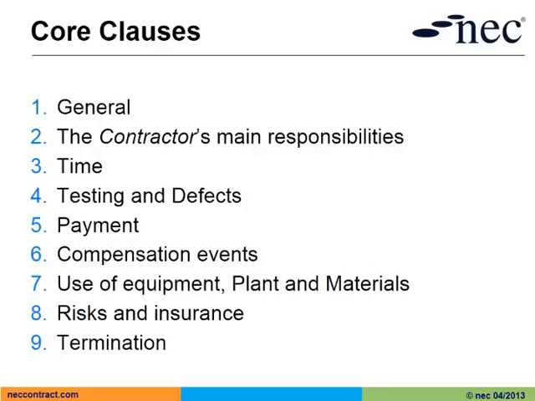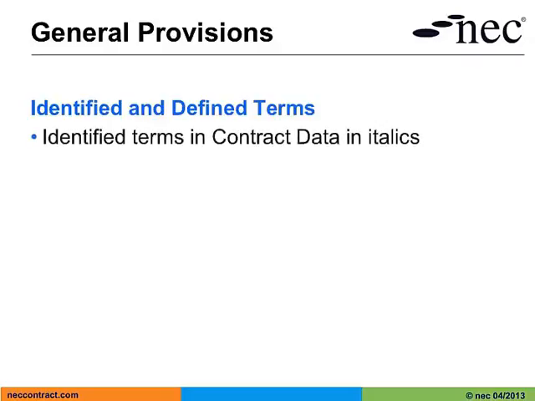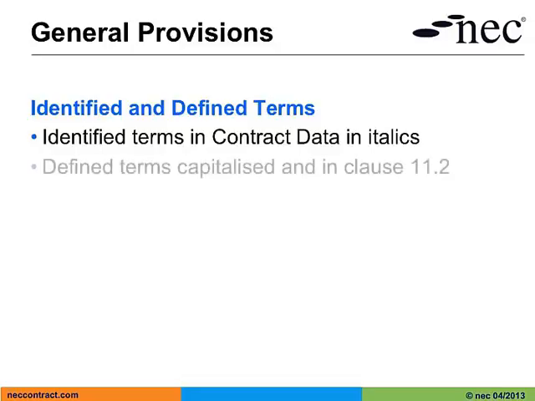We'll now have a look at the core clauses in some more detail. Firstly, we'll look at the general provisions. Under Clause 11, we have the identified and defined terms. Identified terms are terms in the contract data which are italicized, whereas the defined terms are all capitalized and listed under Clause 11.2.